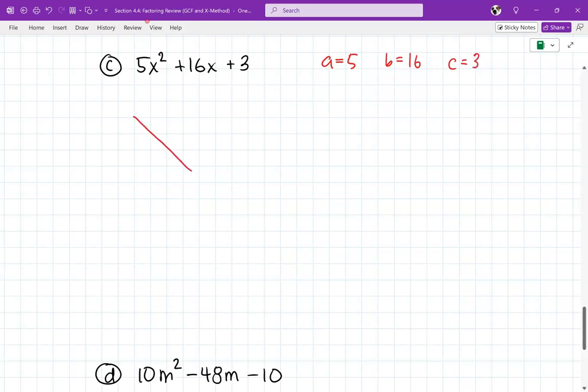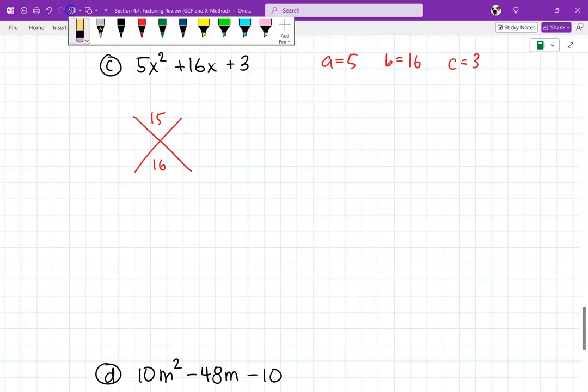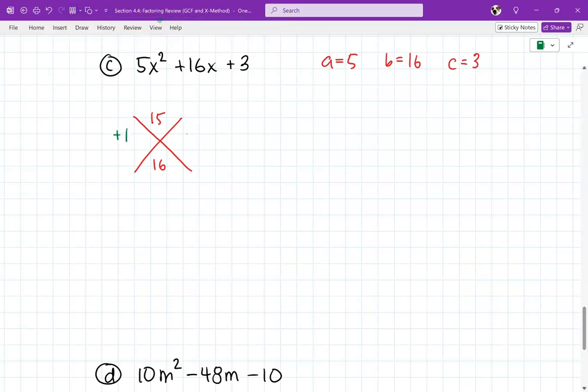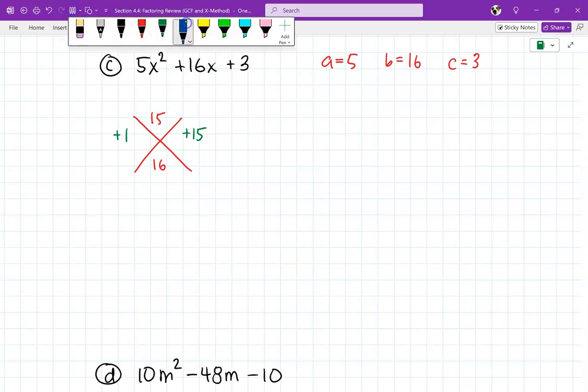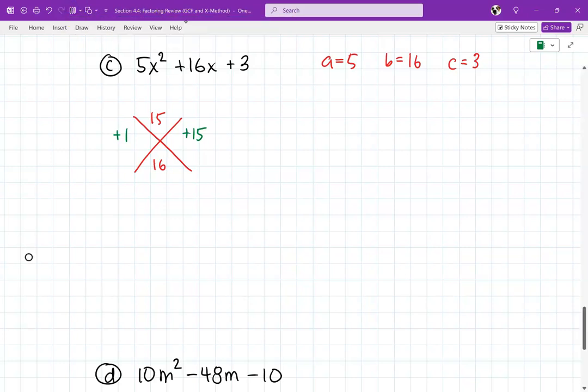So I'm going to do my X right here, and then multiply A times C. So 5 times 3, that's 15. And then B goes on the bottom, so that's 16. What two numbers multiply to 15 that add to 16? 1 and 15. So positive 1, positive 15. But then I have to divide by A.